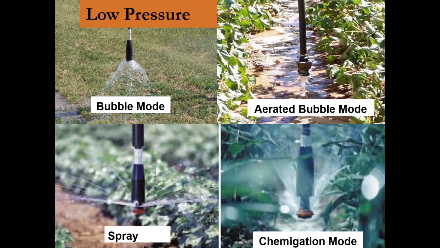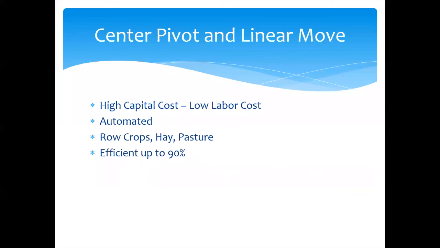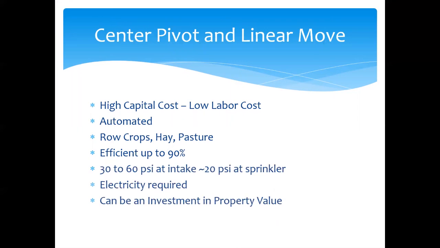High capital costs, low labor costs, very automated, super efficient. They can be low pressure because you only need sometimes 20 PSI to sprinkle. You need electricity, and it's usually something that's going to be there for a long time. That could be a good selling point for your property.